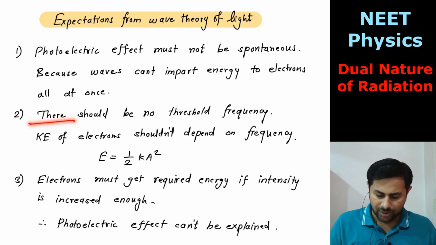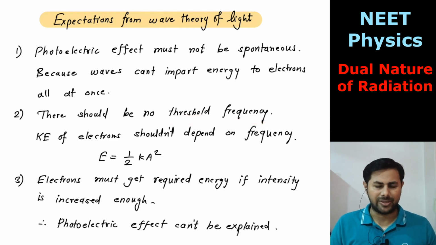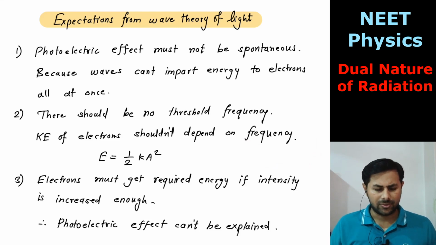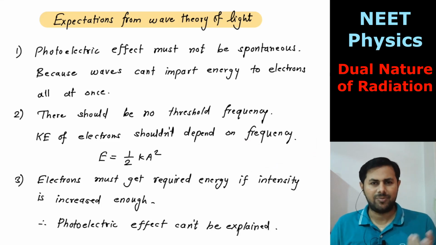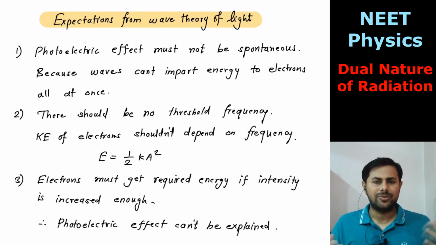Then there shouldn't be any dependence on the frequency. There shouldn't be any threshold frequency. Why shouldn't the threshold frequency be there? The reason is, we know that the energy or the intensity of light is directly proportional to the amplitude squared. We have seen this in the wave theory of light. So now if you increase the amplitude, the electrons must get a sufficient amount of energy no matter what the frequency is, right?